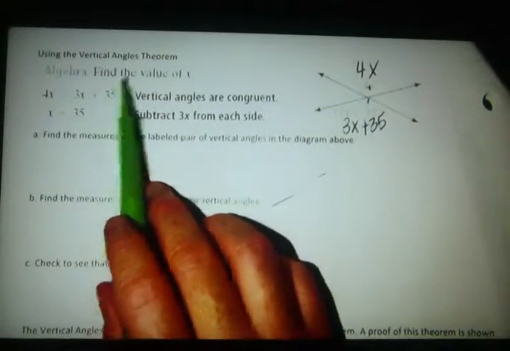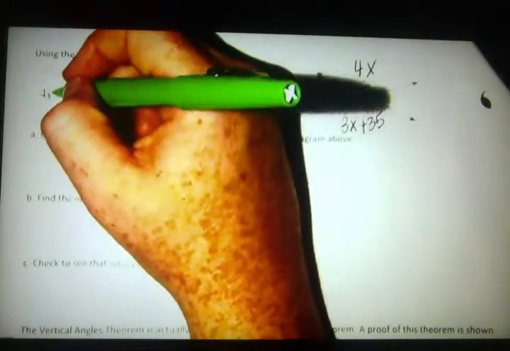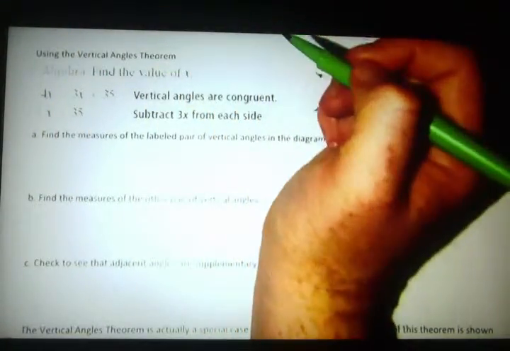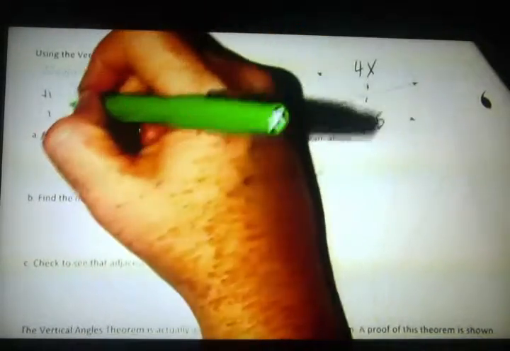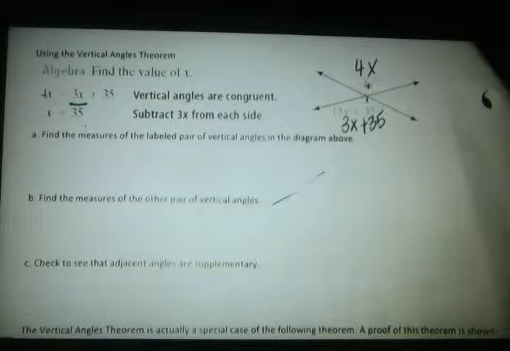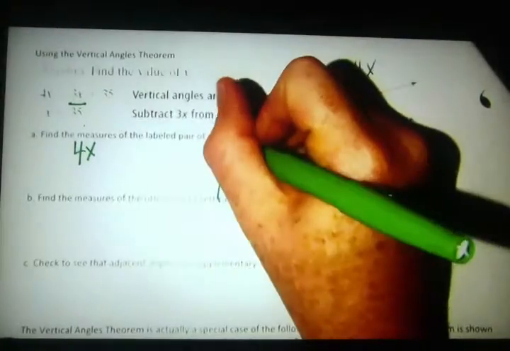And that's what they did, find the value of x, alright? So I'm going to set them equal to each other. 4x equals 3x plus 35. How'd they go from here to here? They subtracted 3x from both sides. Okay? That was it. So, let's do this. Find the measures of the labeled pair of vertical angles in the diagram above. Alright, so your vertical angles are 4x and 3x plus 35.